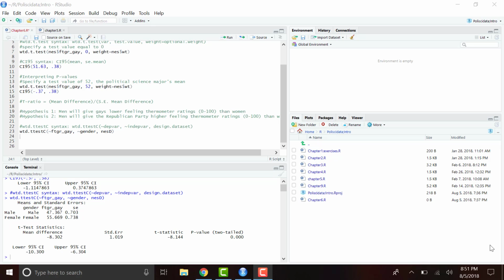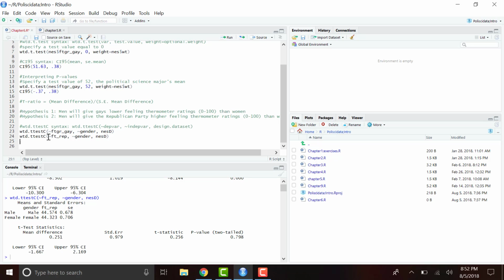So let's run our second hypothesis through another weighted t-test and see what we find. wtd.testC. Our dependent variable is ft_rep. Our independent variable is, again, gender, and we are using the same design dataset. So again, the information on ft_rep would appear consistent with the alternative hypothesis. Men with a mean of 44.57 score a little higher than women do, who average 44.32, a mean difference of 0.251, as you can see here.